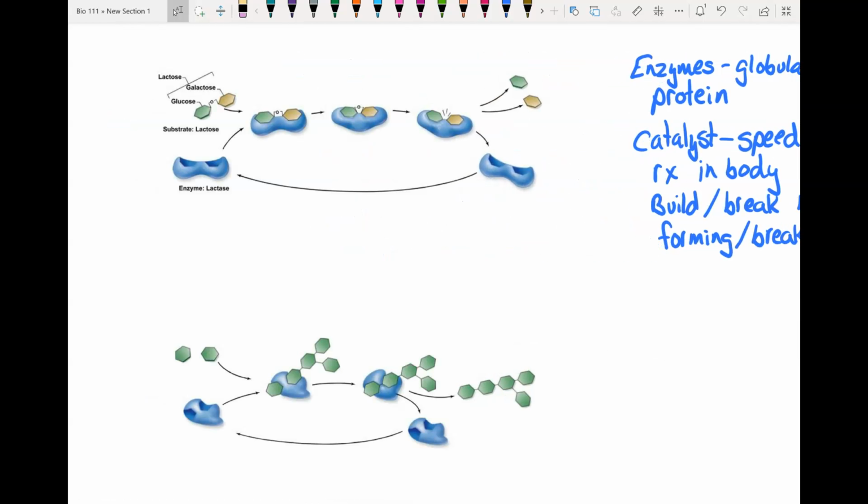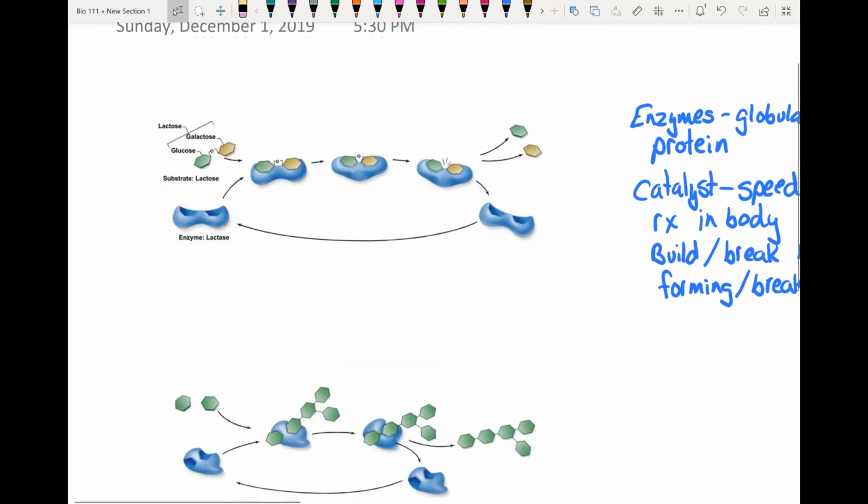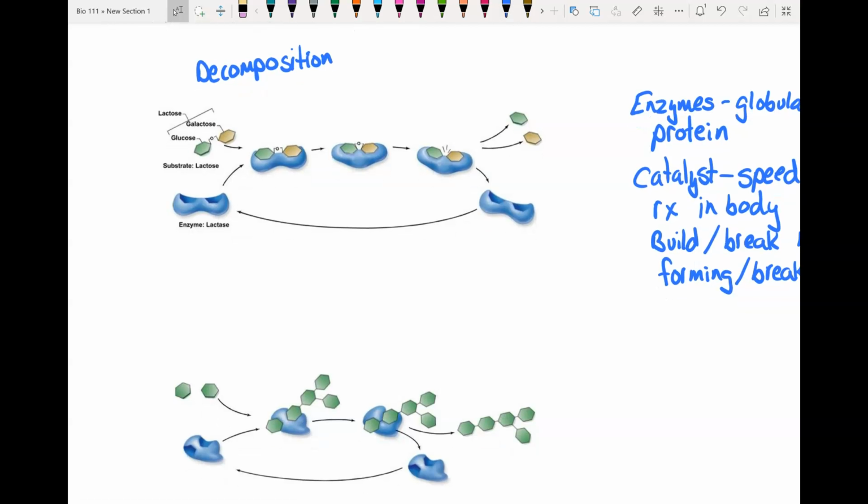So remember, reactions occur in two types. You can have decomposition. Also, if decomposition occurs in your body, it is called catabolism. So if we look at what's going on here, here we have lactose. You've probably heard of that. Lactose is the sugar in milk.